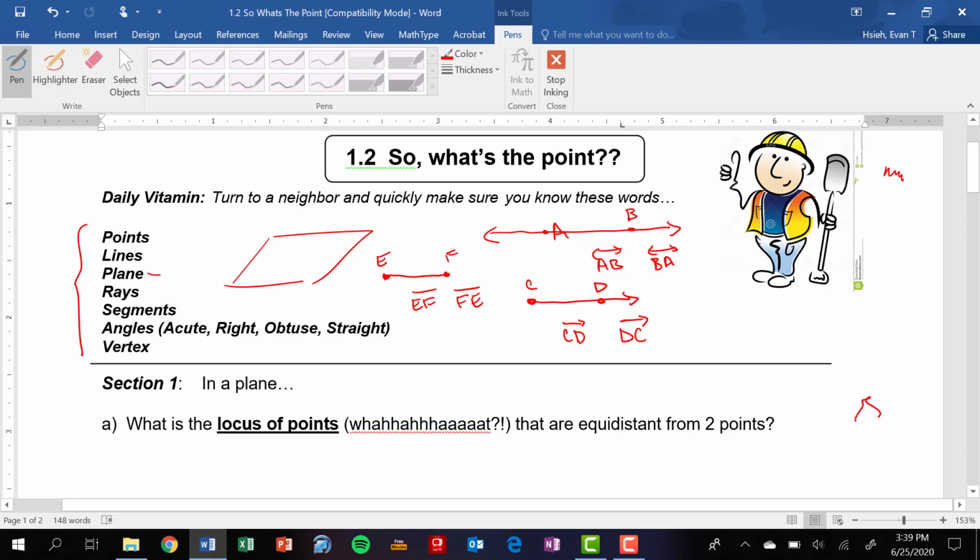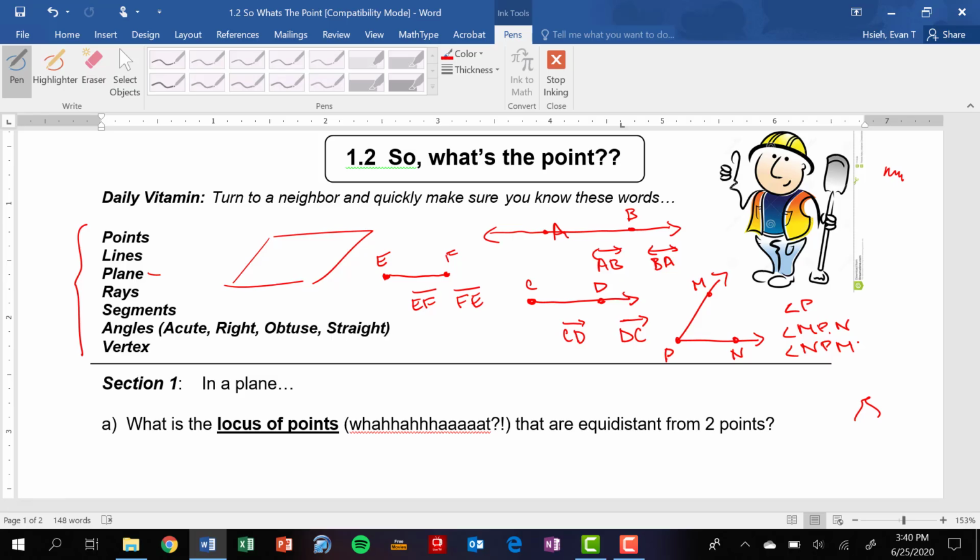An angle consists of 2 rays with a vertex. Like this, you can call this angle P. You could also call this angle MPN with the vertex at the center, or I can call this angle NPM with the vertex at the center of those 3 letters. If in doubt, use 3 letters.